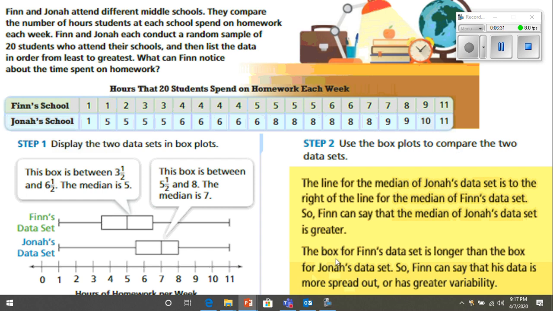We can also say the box for Finn's data set is longer than the box for Jonah's data set. Well, this box is set for 3.5 to 6.5, and that's a difference of 3. But Jonah's data set is set for 5.5 to 8, and that's only a difference of 2.5. So Finn can say that his data is more spread out, or has a greater variability.